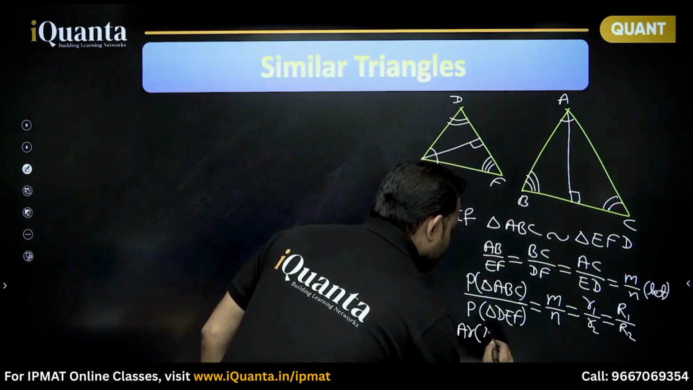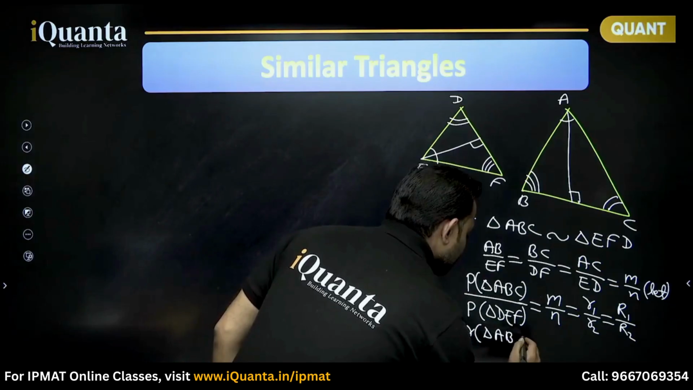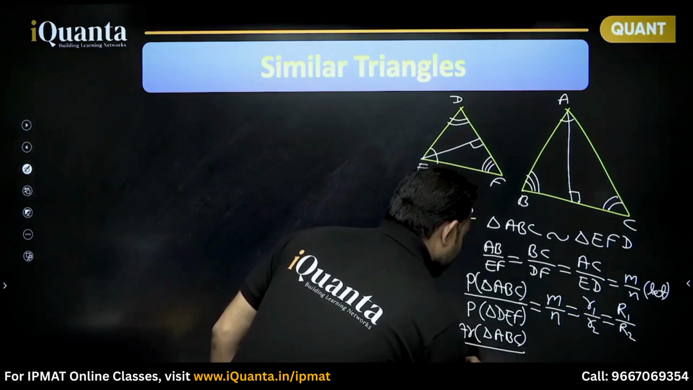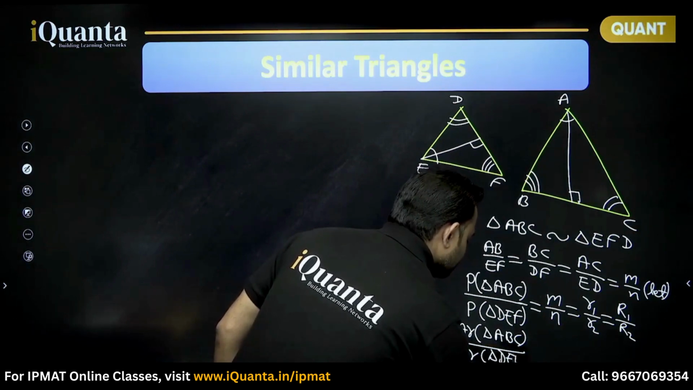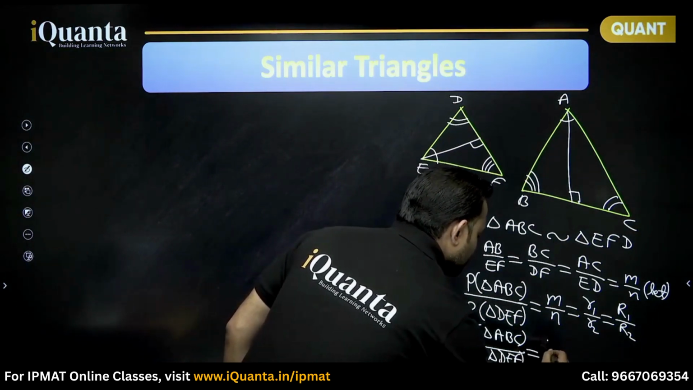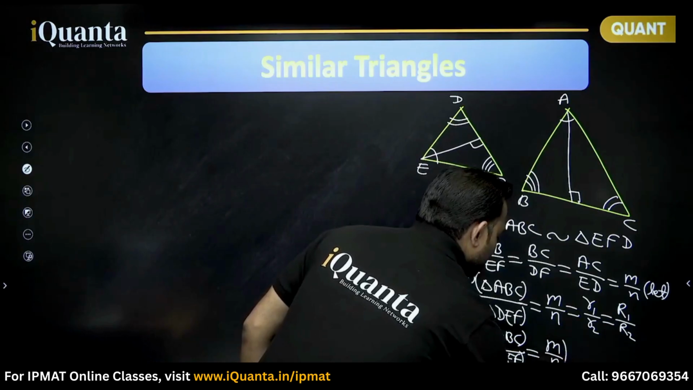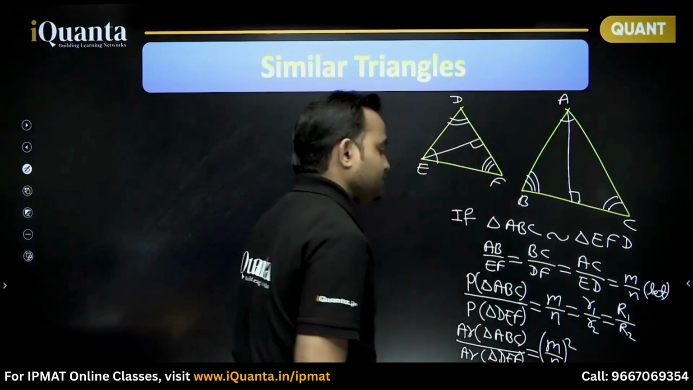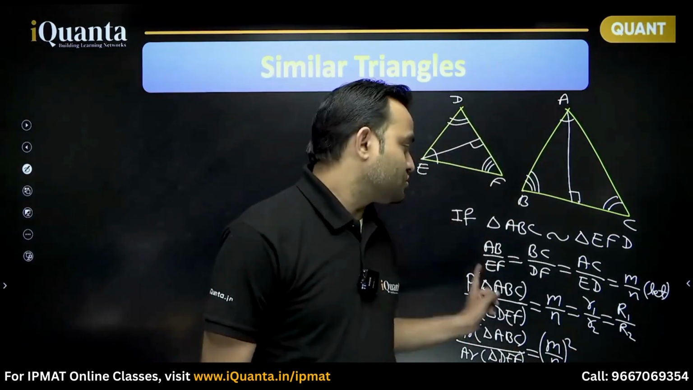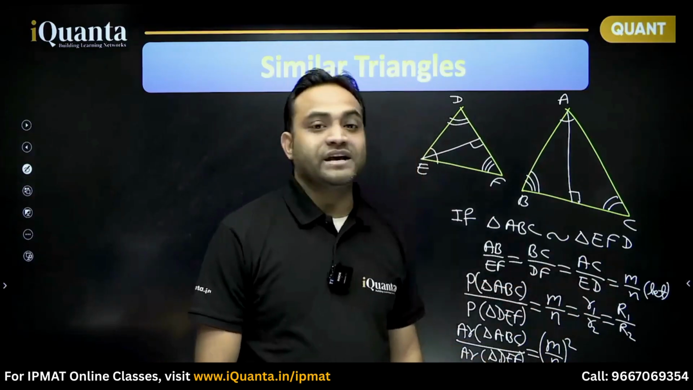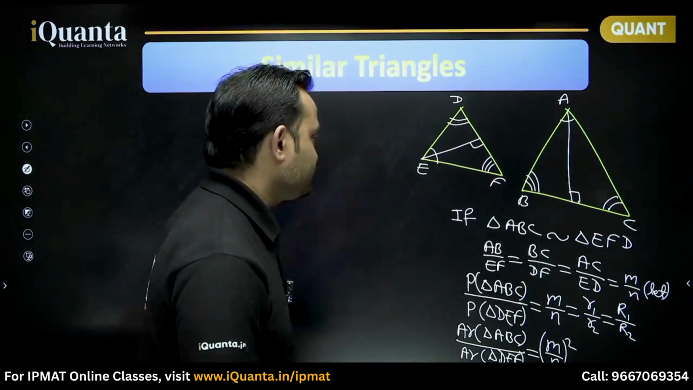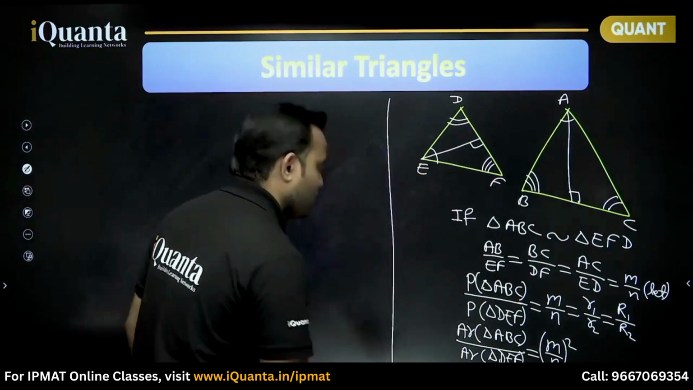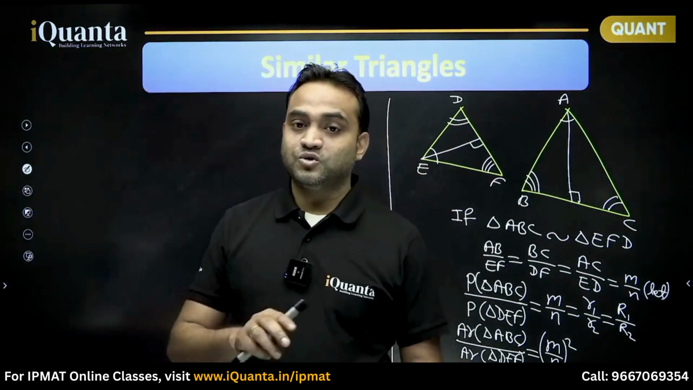The area of triangle ABC divided by the area of triangle DEF will be equal to the square of the side ratio. So the side ratio is m by n, and the areas of the triangles will be in the ratio of m by n whole square. So remember this one, okay? Now, how do we prove that two triangles are similar?